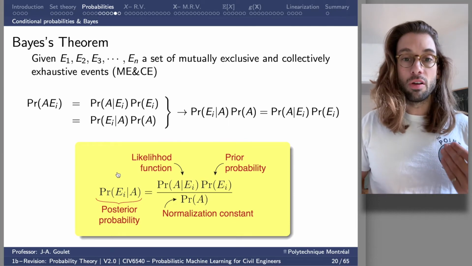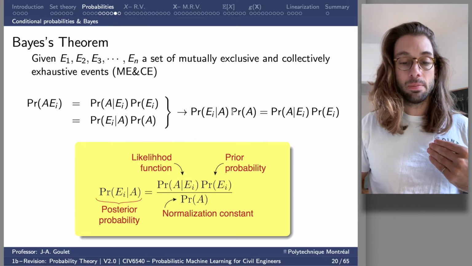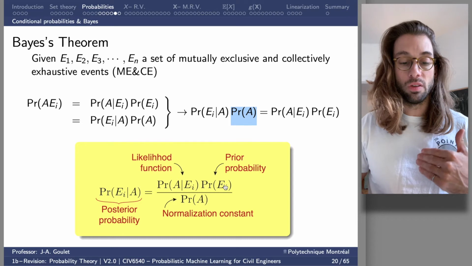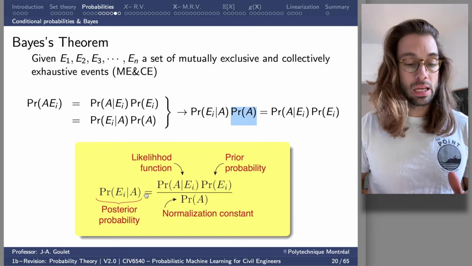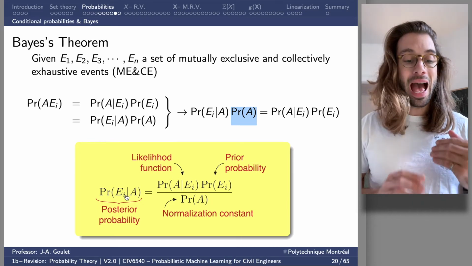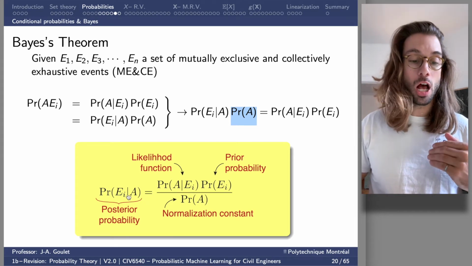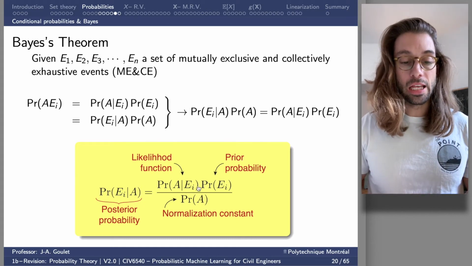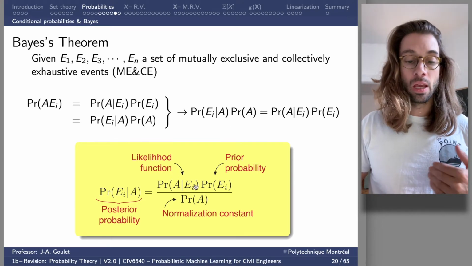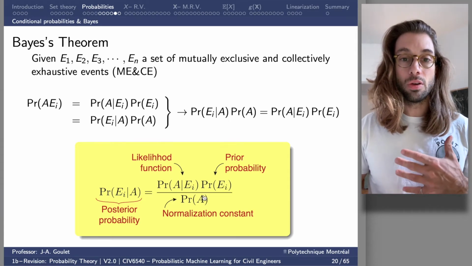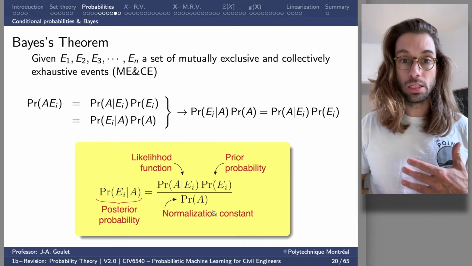So if I'm looking for the probability of Ei given A, I can simply send this to the other side of the equation. It's going to be the probability of A given Ei times the probability of Ei divided by the probability of A. And in this case, this is what I call, in the context of Bayes' rule, my posterior probability, okay? How much knowing A changes my knowledge of the probability of Ei. And the terms of Bayes' rule are what we see here: the likelihood function, given Ei, how likely is it to observe A, times my prior probability for the event Ei, divided by the probability of A, which is referred to either as the evidence or the normalization constant, okay?